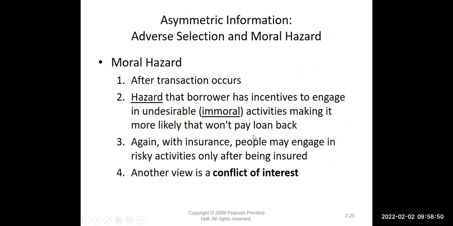Another problem that can exist is moral hazard. This only happens after the transaction has occurred or been completed. It is the hazard that the borrower has an incentive to engage in undesirable, immoral activities, making it more likely that they won't pay the loan back.